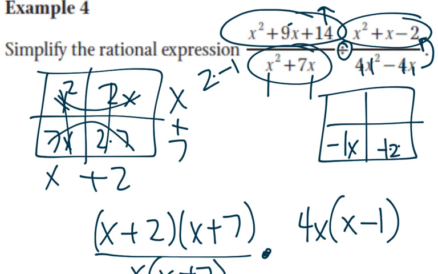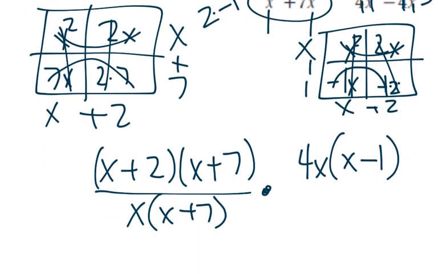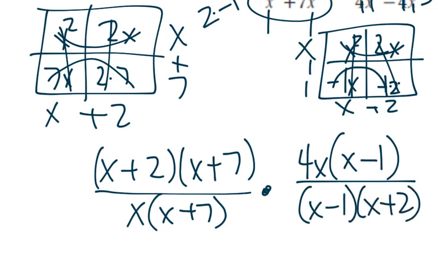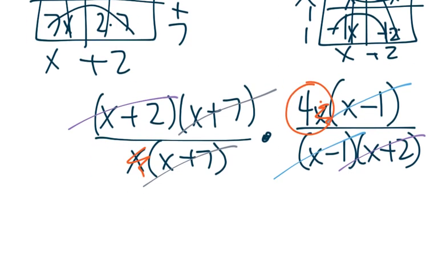So a negative 1 times a positive 2. So pull out an x, pull out a negative 1, pull out an x and a positive 2. So on the bottom here, we get x minus 1 and x plus 2. Okay. Then I look on top and bottom. Now, because we're multiplying, we just start eliminating things. The x plus 7's eliminate, x plus 2's eliminate, x minus 1's eliminate, and finally the x's eliminate. And so all we're left with is a 4 over 1, or just a 4.